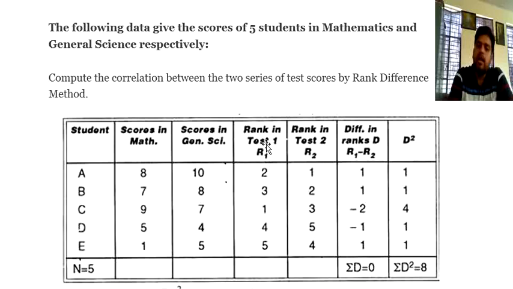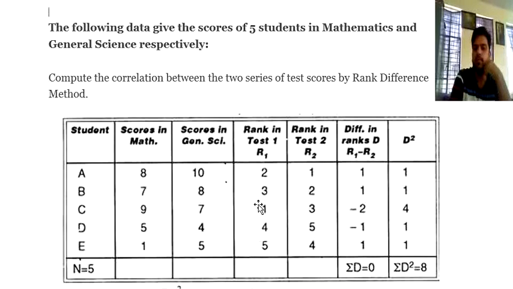Now what is the rank in case of test 1? Test 1 is math. So in math, who will be the first rank? The person who got 9 out of 10 will be on the first rank. So person C is first. Then person A, who got 8 marks, will be on the second rank. Then the person who got 7 marks will be on the third rank. The person who got 5 marks will be on the fourth rank, and the person who got 1 mark will be on the fifth rank.